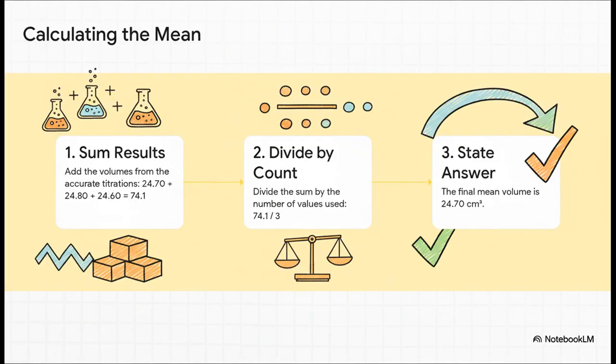Okay, so here's how we do this. To get a reliable mean, we can't use the rough one. It's called rough for a reason. We only use the concordant results, which is just a fancy word for results that are really close to each other. And you can see that 24.70, 24.80, and 24.60 are all nice and tightly clustered. So we use those 3. We add them up to get 74.10, divide by 3, and that gives us our final mean, 24.70. You'd get 1 mark for showing your work and a second for that final answer.